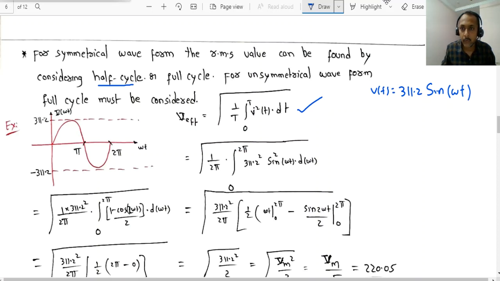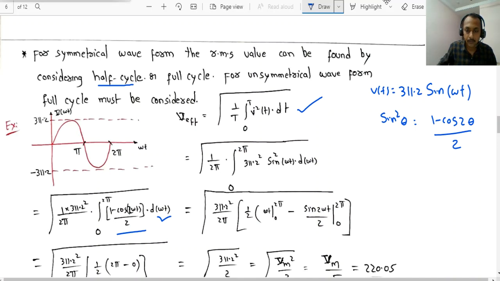But what about sine square theta? From trigonometric basics, sine square theta equals 1 minus cos 2 theta, whole divided by 2. That is what you have done here: 1 minus cos 2 omega t, whole divided by 2. All these things we are doing with derivative with respect to omega t.